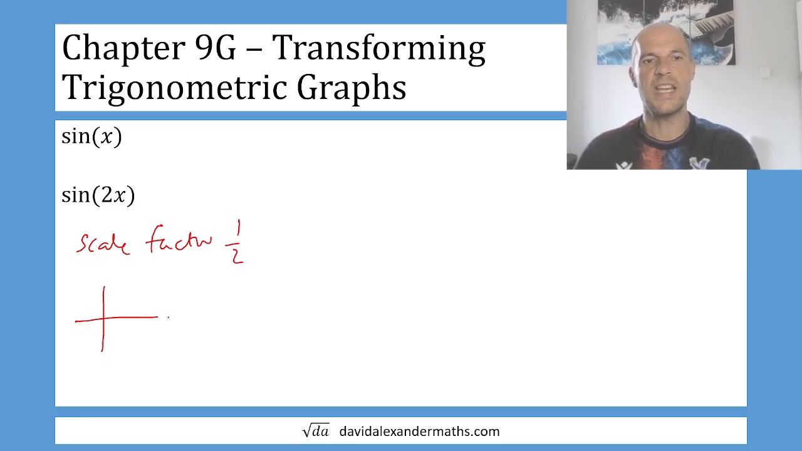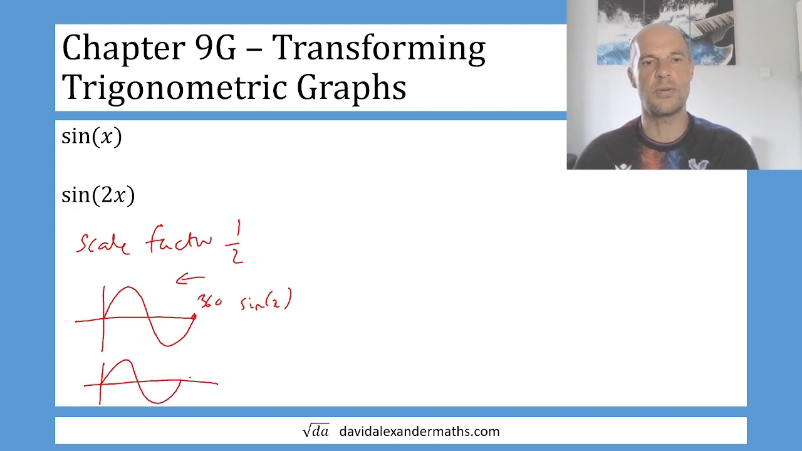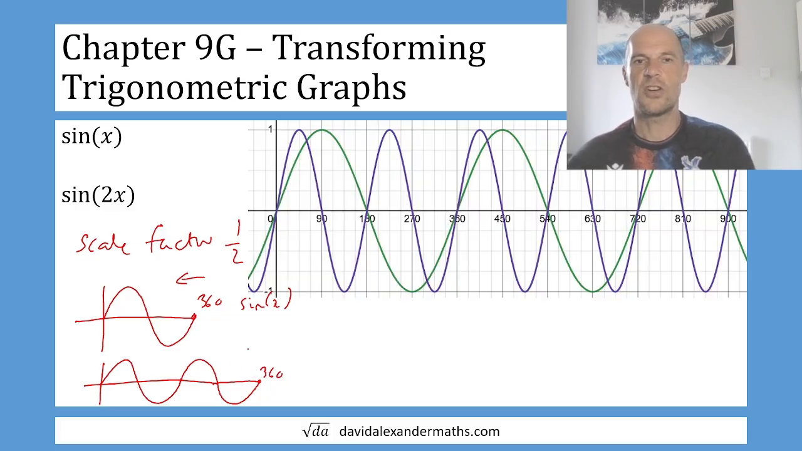So actually probably an easy way of thinking of it is, here is the sine of x between 0 and 360. If we're stretching it with a scale factor of 1/2, meaning we're actually going to be compressing it, the easiest way to remember this is, instead of one sine wave between 0 and 360, we're going to get two sine waves between 0 and 360 degrees. So let's just take a look on Desmos.